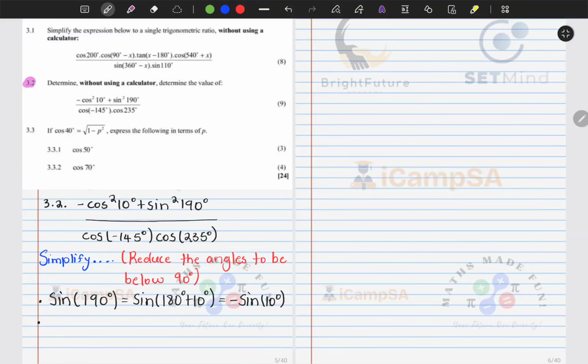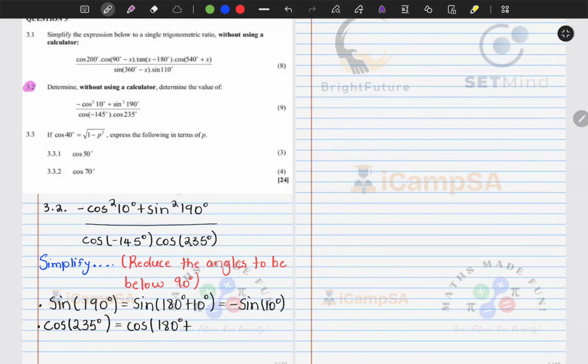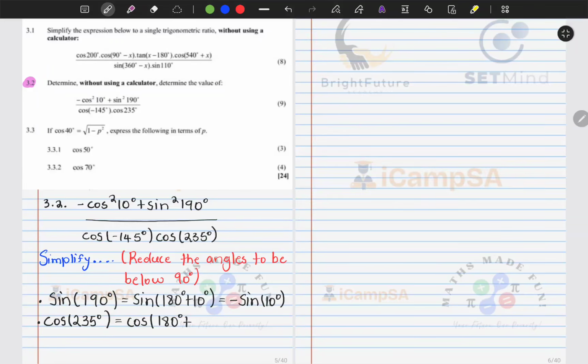Then next we can have a look at cos of 235 degrees. If you observe carefully, this will be the same as cos of 180 degrees plus something. In order to make this 235, we need to add 55. We know cos is negative in the third quadrant, so we're just going to have negative cos of 55 degrees. That is what we have.